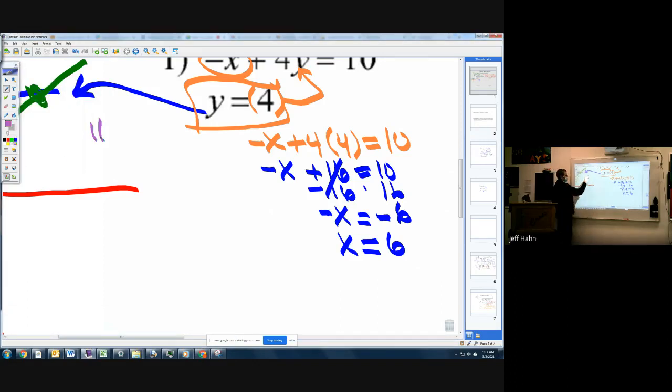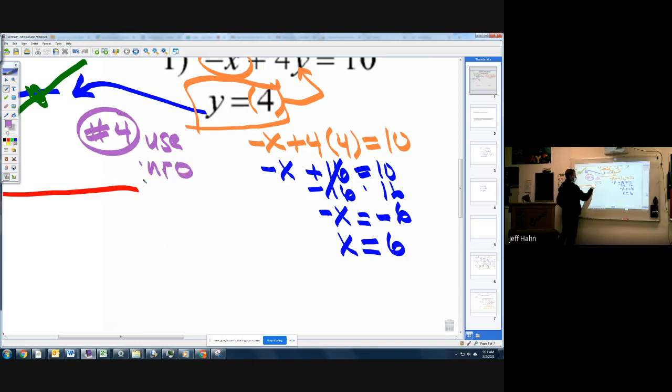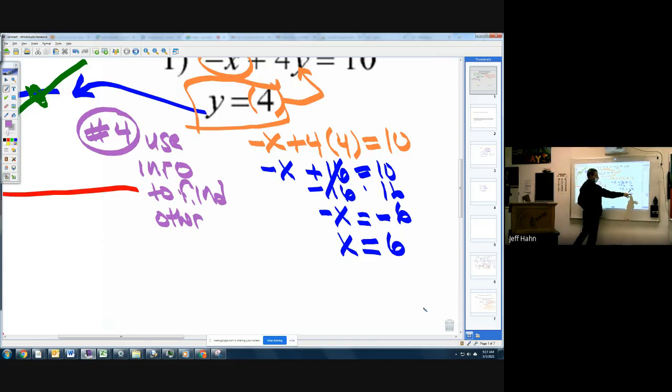Step number 4 is that you need to use your new info to find the other letter as well. Which means, since we're looking for a point, you need 2 coordinates. This is my x coordinate. What is my y coordinate? Well, I already know my y coordinate because it was right there. But we'll talk more about that later.